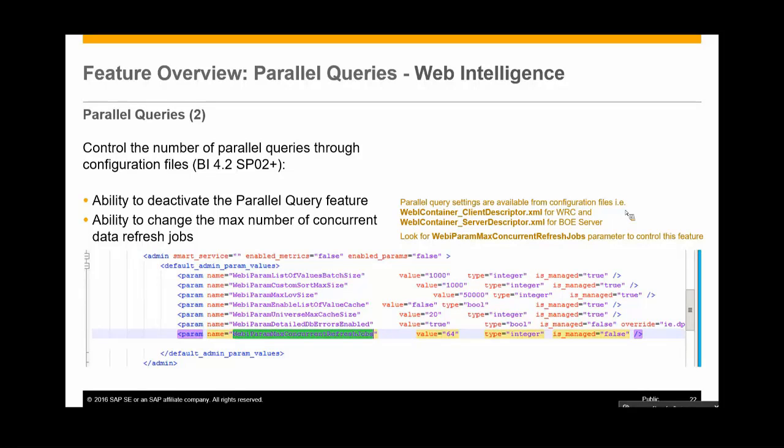So through configuration files, this was first rolled out as a part of Service Pack 2 and above. You would have a few files, as mentioned, which are XML files: the WebI container client descriptor file and the WebI container server descriptor file. This is for the WebI rich client and the DOE server.